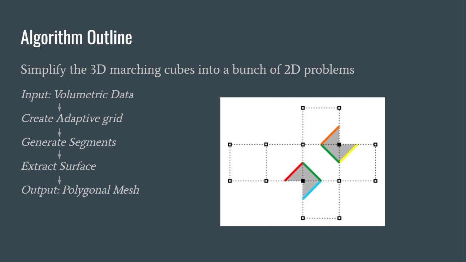After that step is complete, the last step of the algorithm is to extract the surface from the generated segments of each face. This is the step in the process where the cube is then refolded back together, forming the 3D mesh.